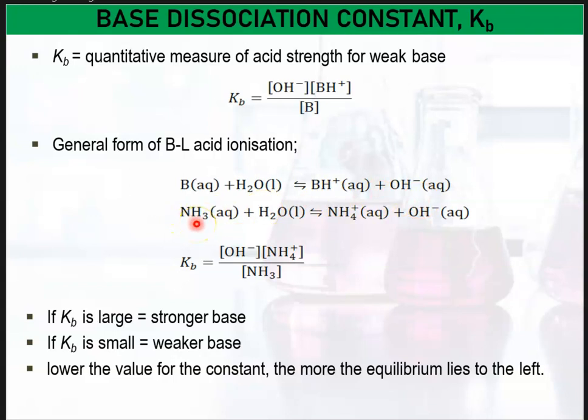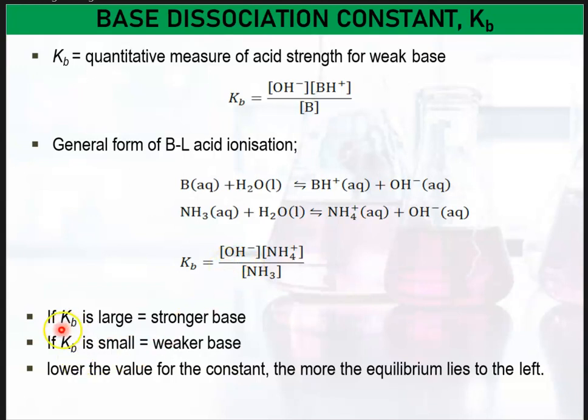This is an example for ammonia. We have ammonia reacting with water to give ammonium ion plus OH minus ion. So the Kb for the reaction of ammonia is the product of OH minus times the ammonium ion, divided by the concentration of ammonia. Remember, this type of bracket represents the concentration of the substance.